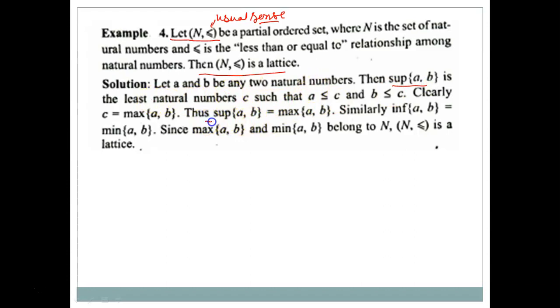If we consider the supremum of two natural numbers A, B as the maximum of A, B and the infimum as the minimum of A, B, then it is obvious that the maximum and minimum of two natural numbers are definitely in the set of natural numbers. So the supremum and infimum of every pair of numbers exist. Therefore the set of natural numbers with the relation less than or equal to in the usual sense is a lattice.